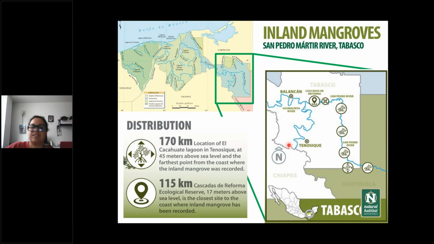So of course there are some things that can be done better, some opportunity areas, and one of those is specifically the conservation of these areas where the Mayan Train is going to pass by. So talking specifically about these places, the Tenosique, Balancan, San Pedro River mangroves, they are hoping for and expecting the best of the Mayan Train passing by this area.